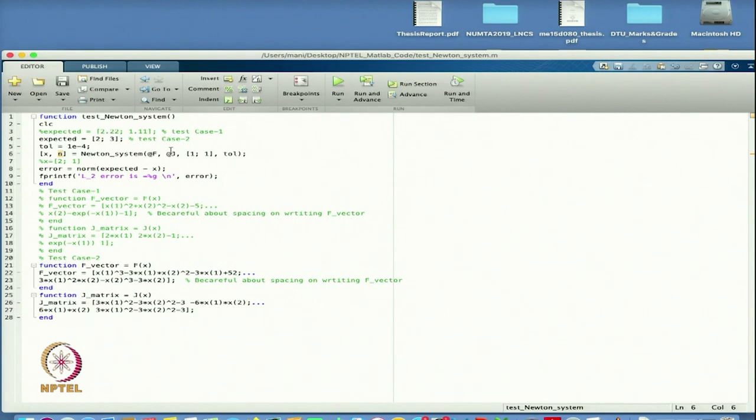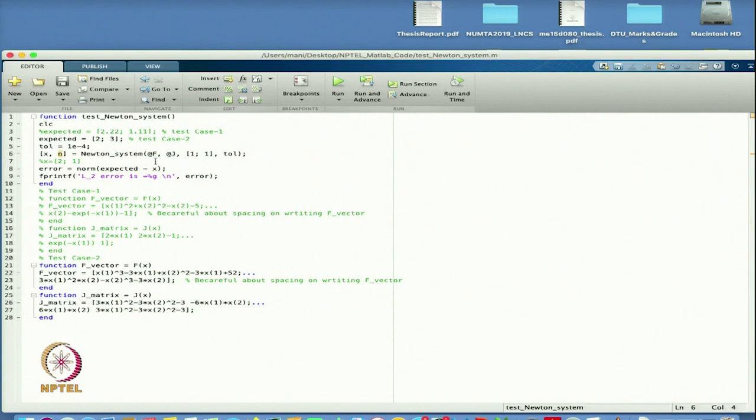So, this is the f, that is the Jacobian. This is the initial approximation, that was the x here, and that is the tolerance we are passing. And then for the error I am finding the norm. Norm means L2 norm, the expected root minus whatever approximation we are getting. So, I am finding that error and here I am printing the error. So, this is the function we are finding here.